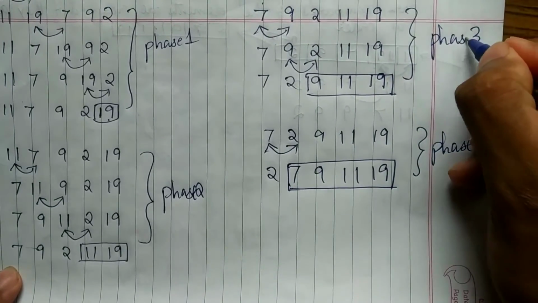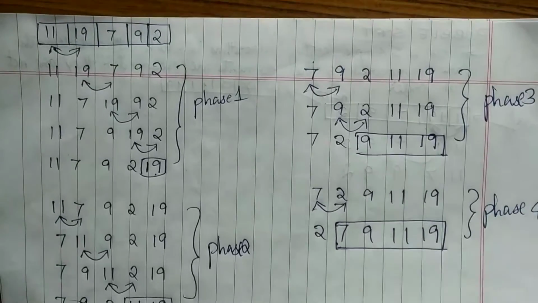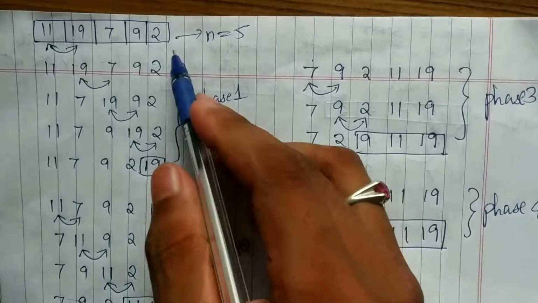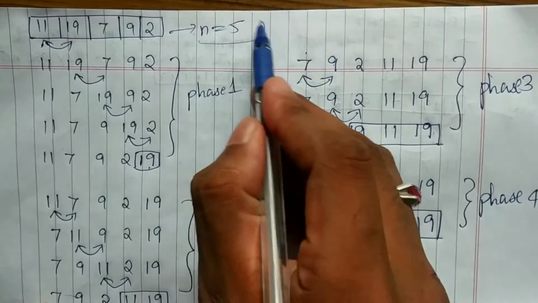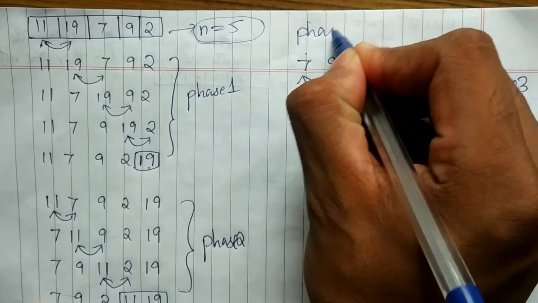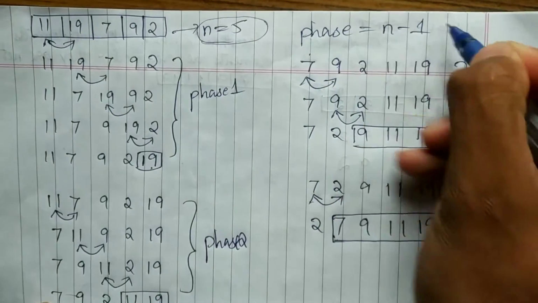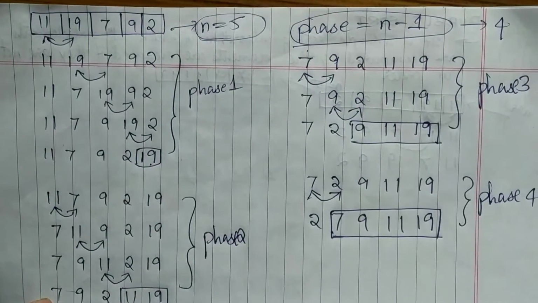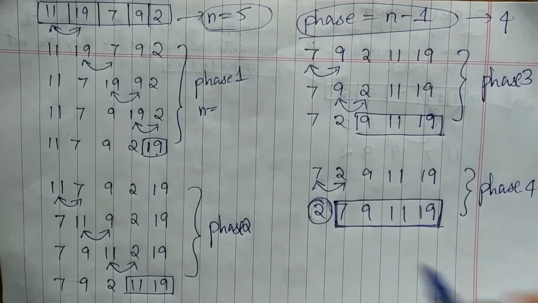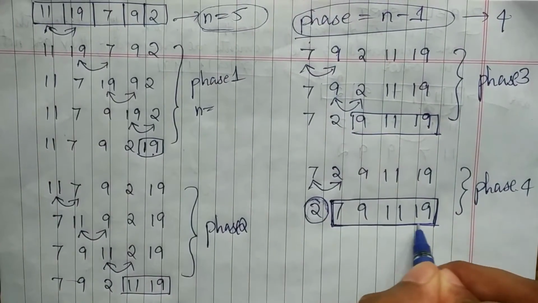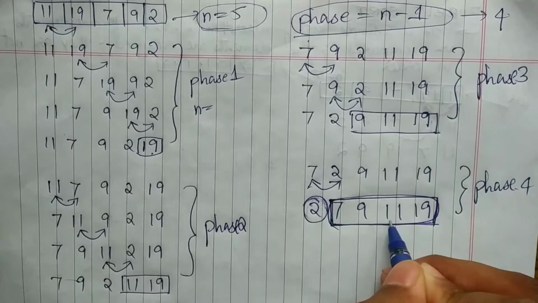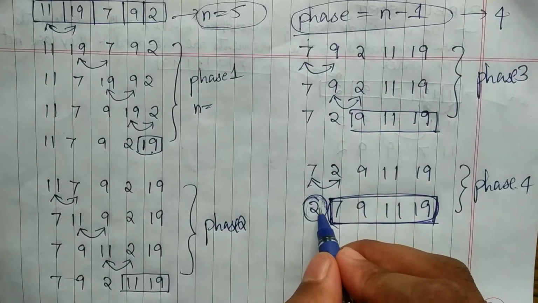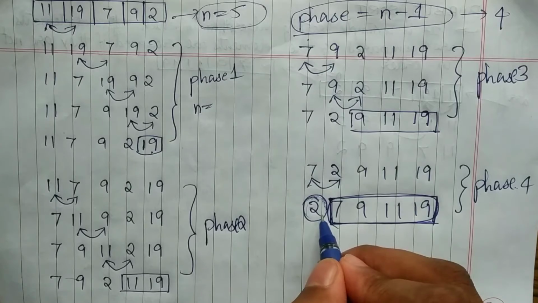Our n was equal to 5. So how many phases did we require for n is equal to 5? We required n minus 1 phases. That is 4 phases, right? At the end of the phase 4, we see that these 4 elements are arranged in the sorted order. And this element doesn't need any sorting because it will be in the sorted position only.